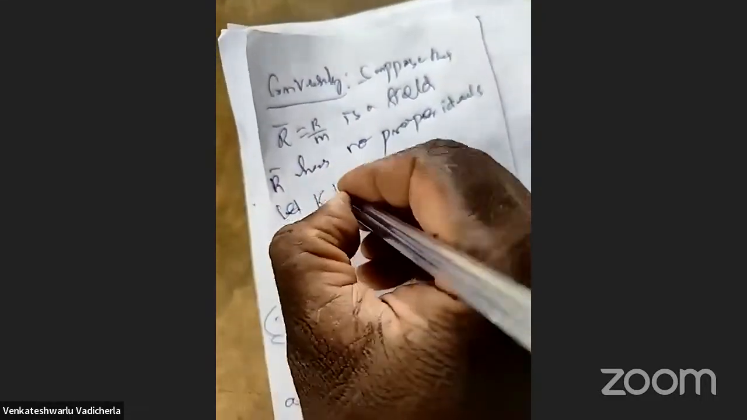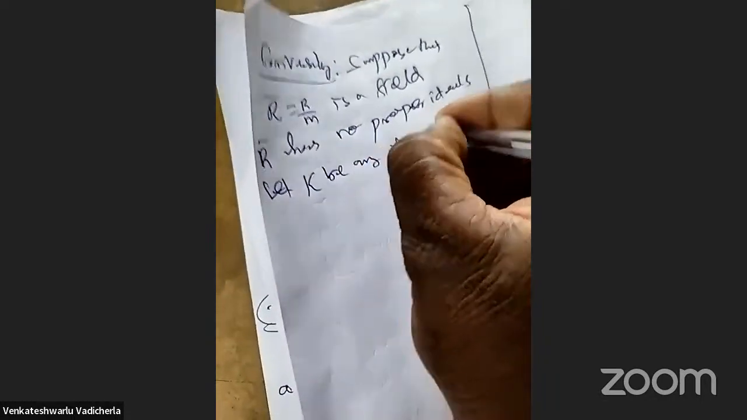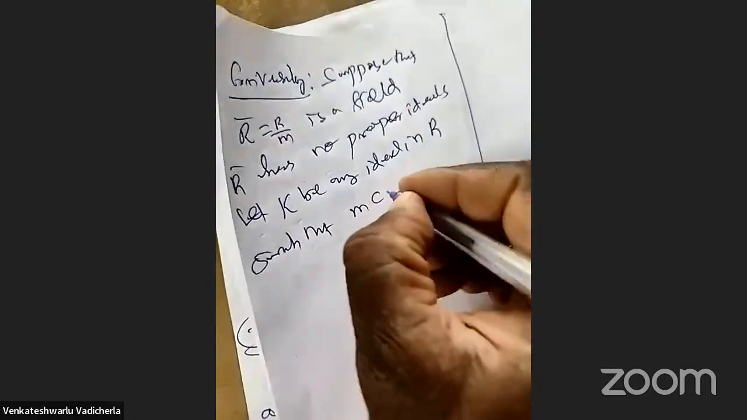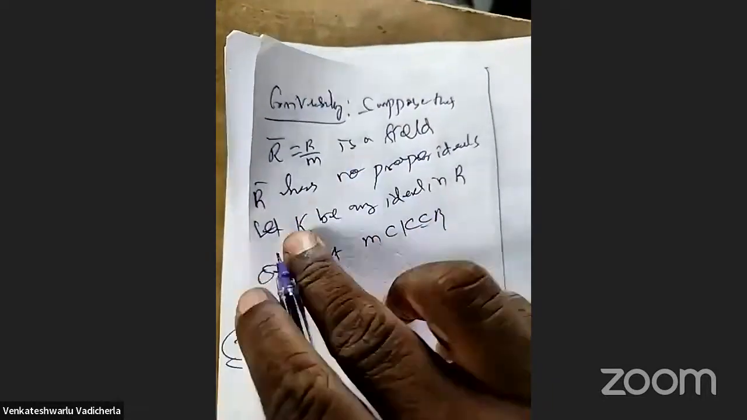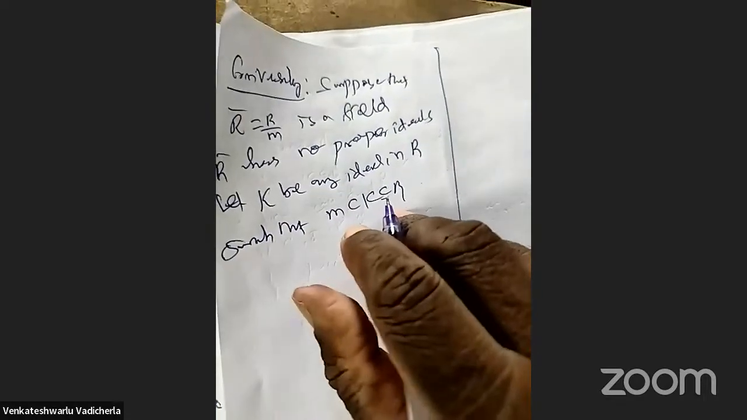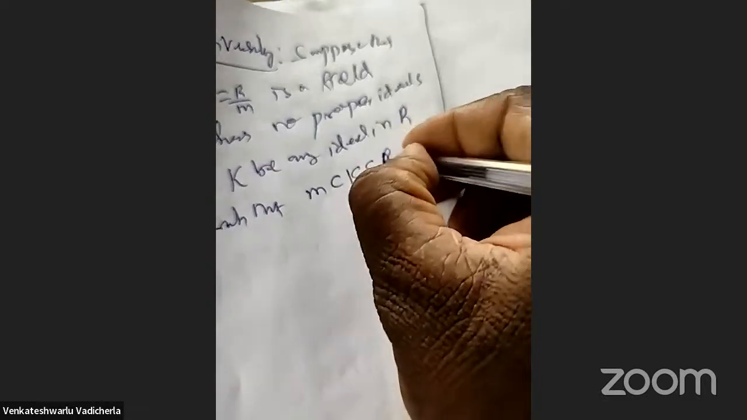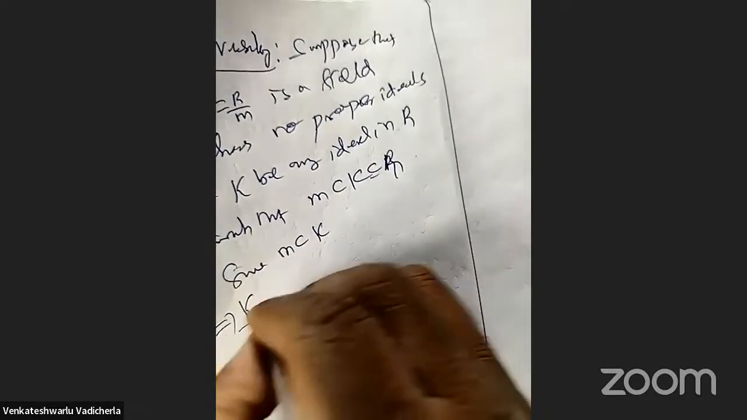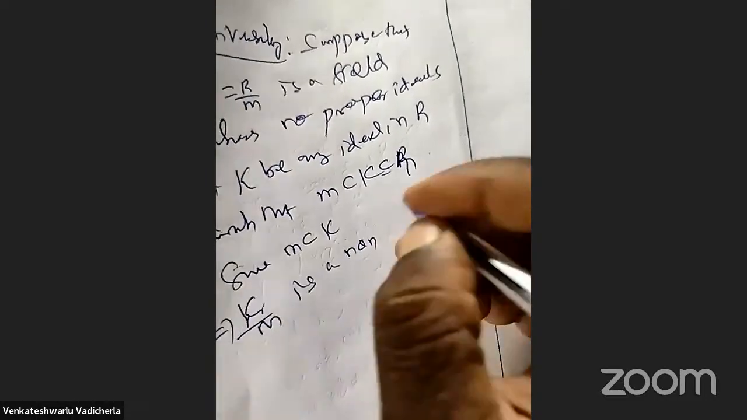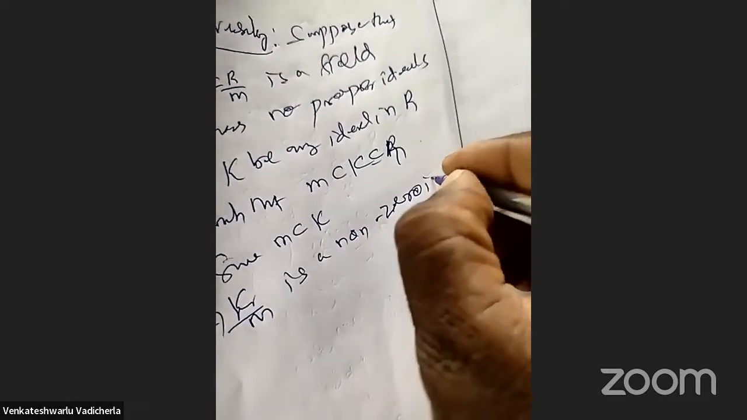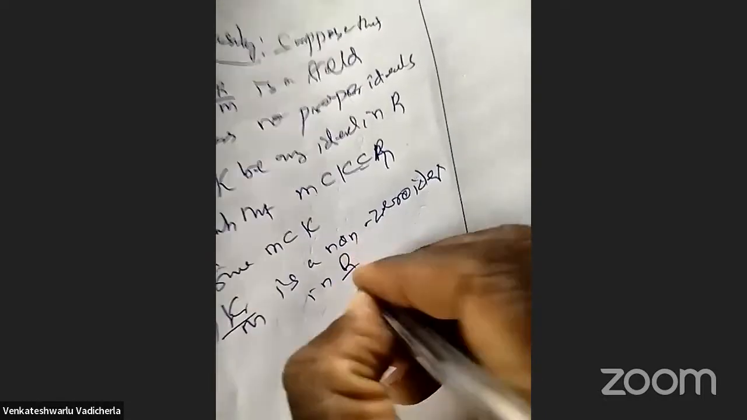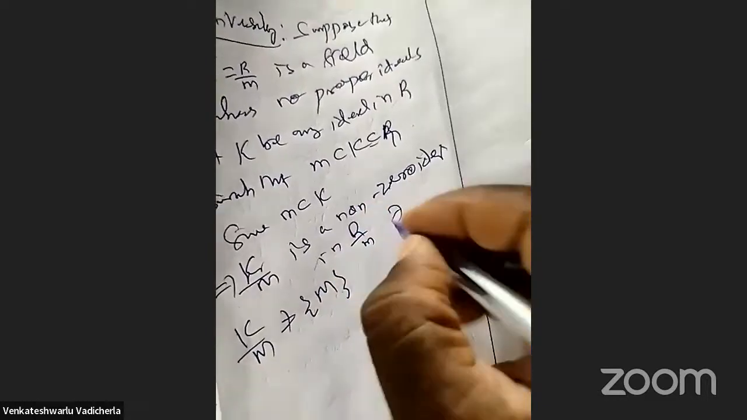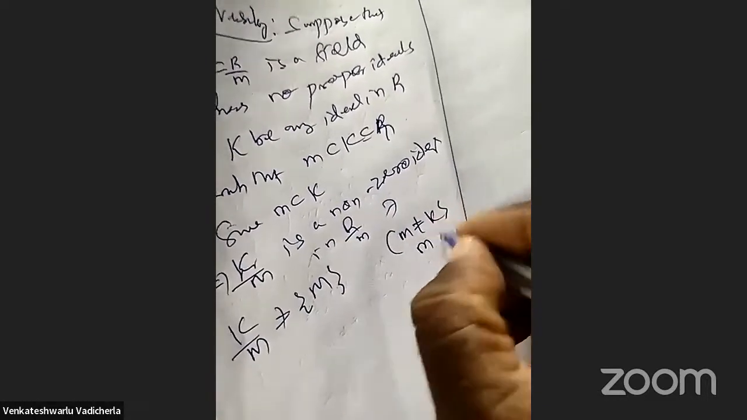Let K be any ideal in R such that M subset of K subset of R. Since M is a subset of K, K by M is a non-zero ideal in R by M, such that K by M is not equal to M. So M is not equal to K.